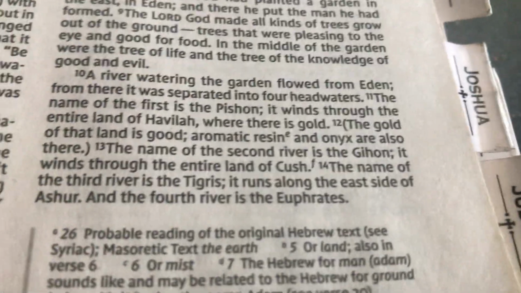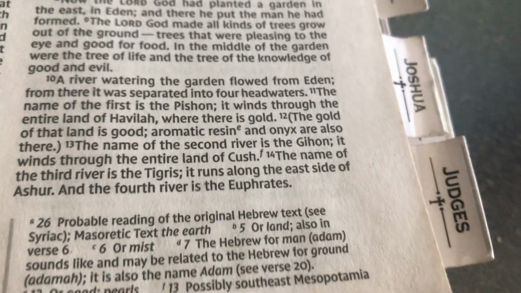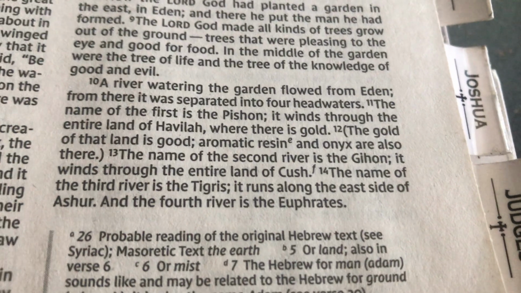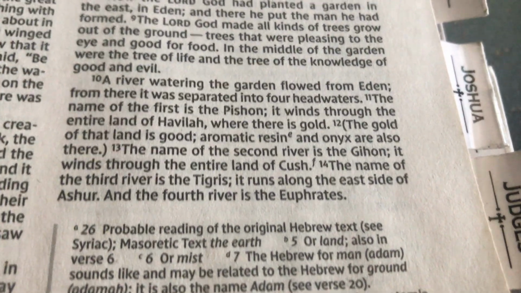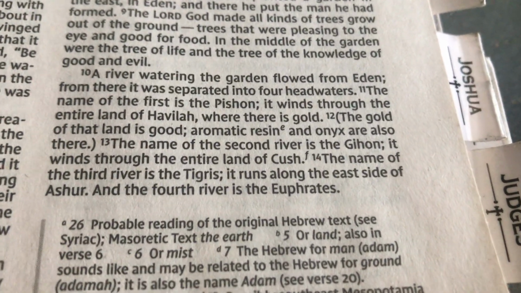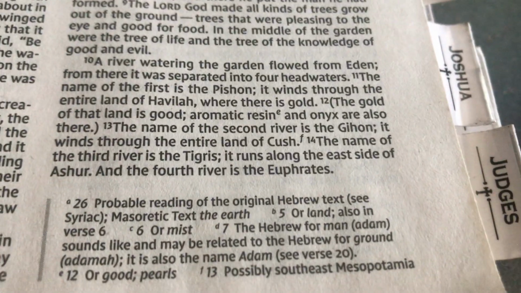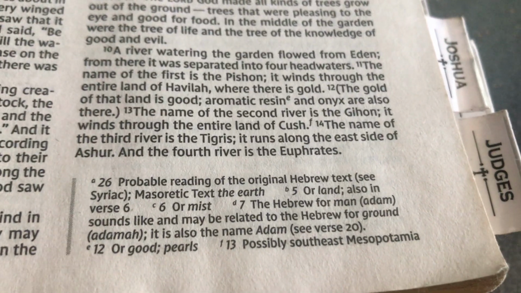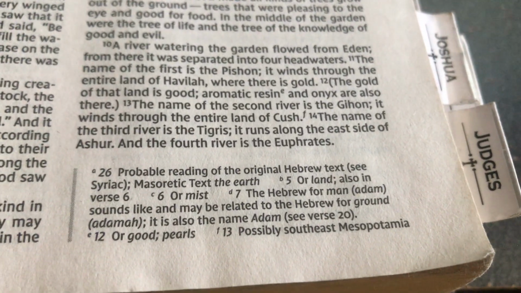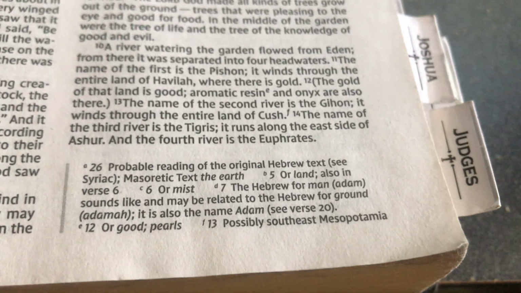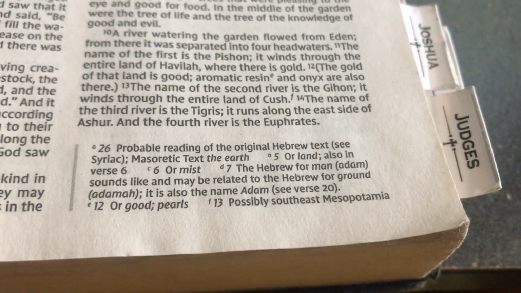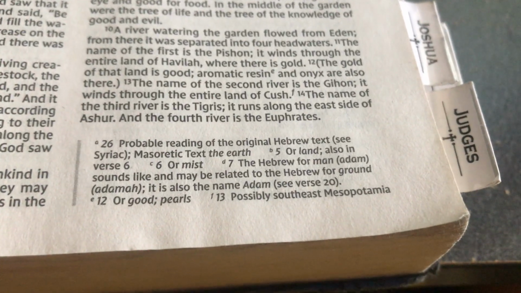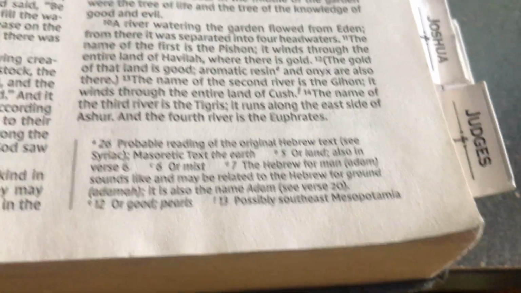Aromatic resin and onyx are also there. The name of the second river is the Gihon. It winds through the entire land of Cush. The name of the third river is the Tigris. It runs along the east side of Ashur, and the fourth river is the Euphrates.